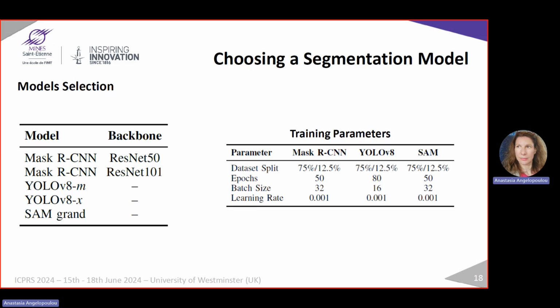We retrained these models from the COCO dataset. They were previously trained on the COCO dataset, except SAM, which is trained on the Meta dataset. For YOLO, we trained the medium-sized model and the largest model because there are five different architectures: nano, small, medium, large, and X. So we tried medium and X. For some, we just took the largest model. And for ResNet, we used 50 and 101.